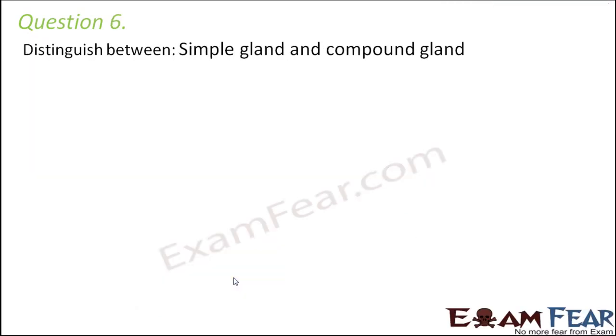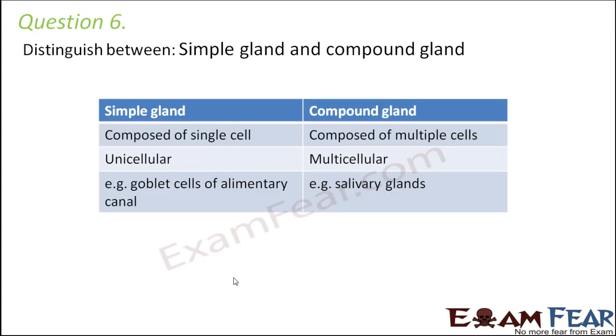Let us look at question number 6. Distinguish between simple gland and compound gland. Here again, simple gland means a single cell. So the gland is made up of only one cell, that is unicellular. Whereas compound gland is made up of multiple cells, that is multicellular. Examples of simple gland would be goblet cells of the digestive tract, and compound gland would be the salivary gland, which secretes saliva inside our mouth.